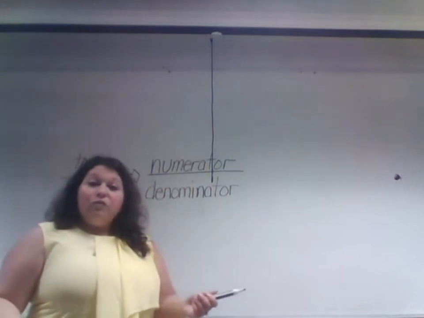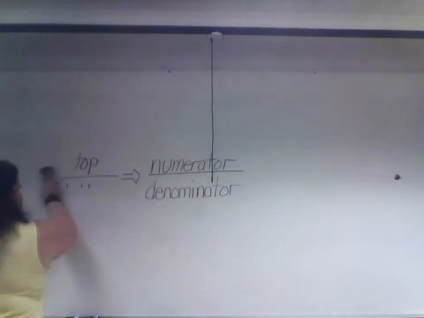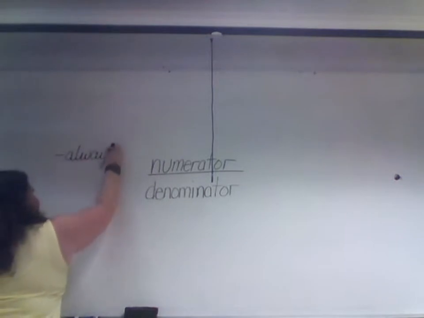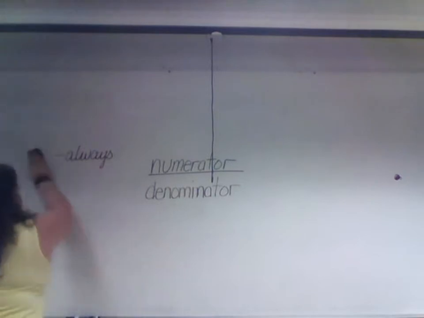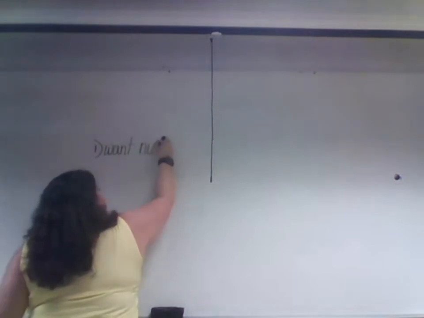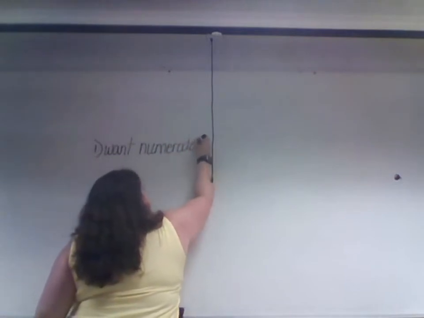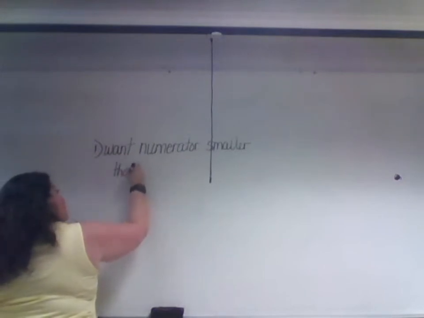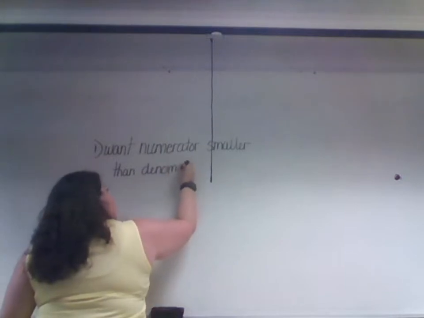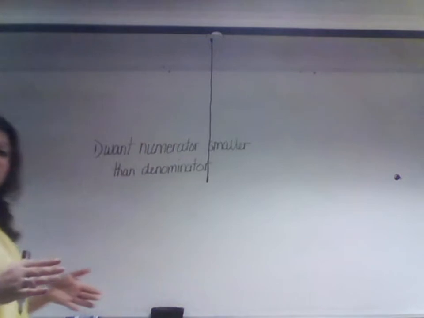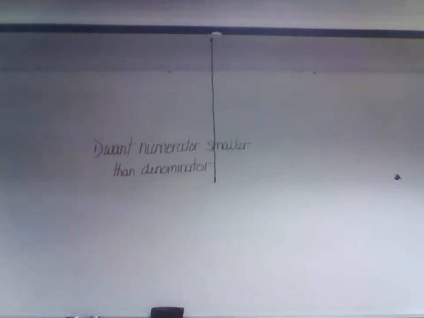We have some rules that we have to follow when we talk about the numerator and the denominator. So rule number 1, we always want the numerator to be smaller than the denominator. That's one of our main rules when it comes to fractions. We want to make sure that the top number is smaller than the bottom number.